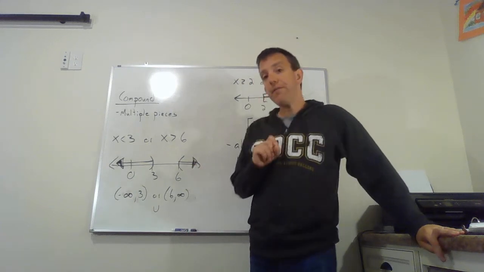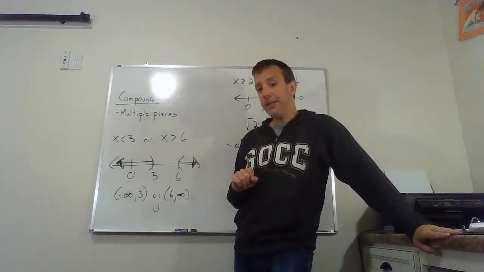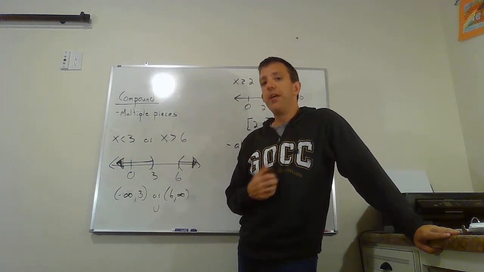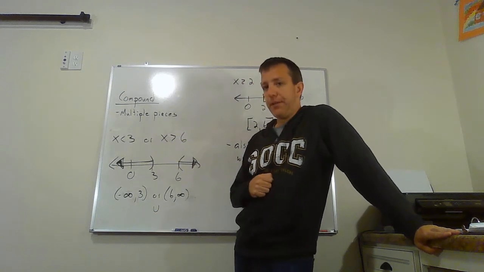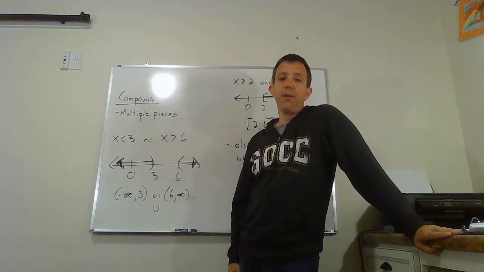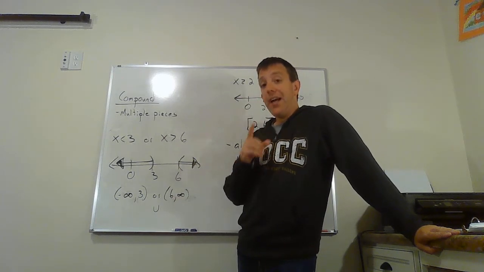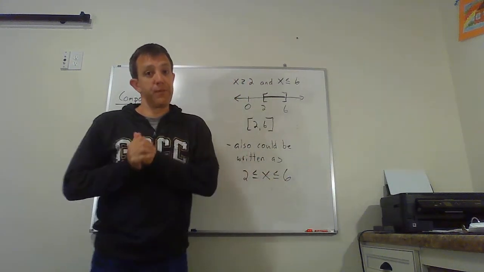Now, one bit of notation that you might see here is a U in between. So you might have the two sets of parentheses with that U instead of the word or. That is called a union symbol, and it basically means the exact same thing. If you see that U, that's all that means, and I'll take either one. So that's or. And is different. And is more exclusive.